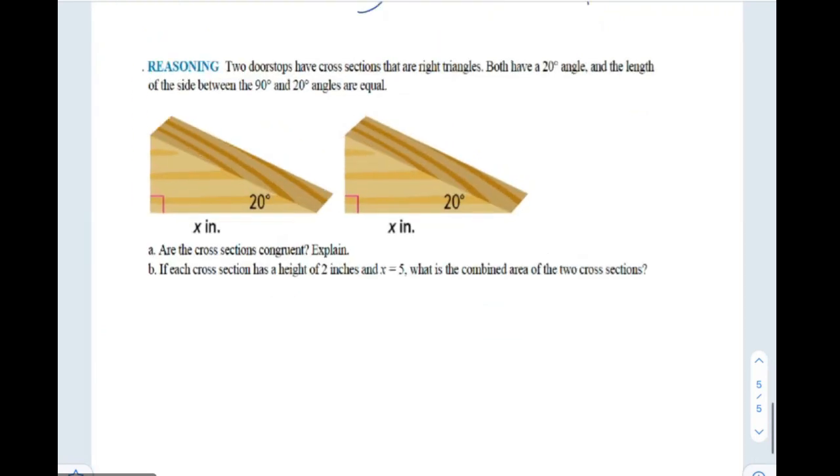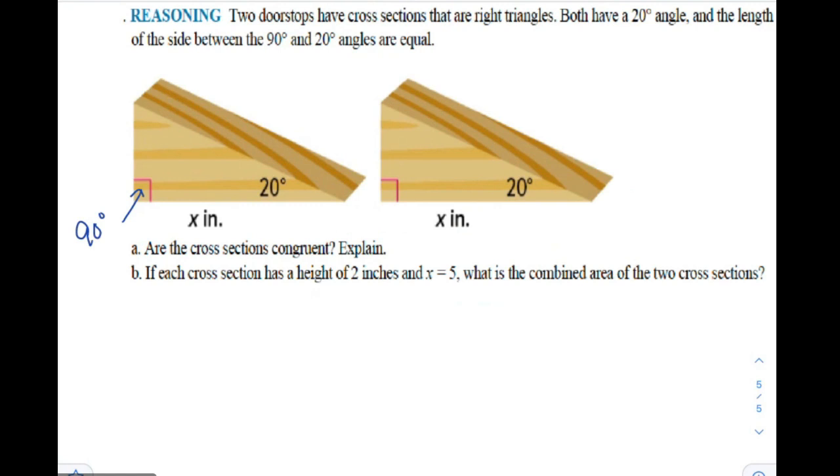Finally, here we have one real-life application, and it looks easy as you see here. Two doorstops have cross sections that are right triangles. Both have a 20 degree angle, and the length of the side between the 90 and the 20 degree angles are equal, so they name it x here and x there. So we have here 90 degrees because it's a right angle. We have this side congruent to that one, and this angle is congruent to that angle. So that means we have congruent triangles.